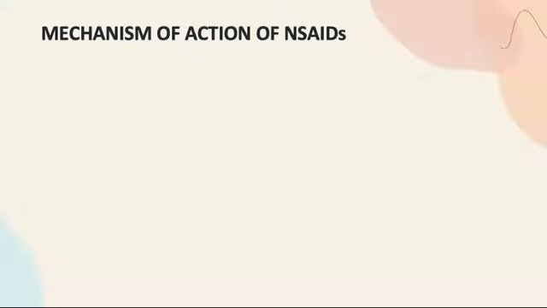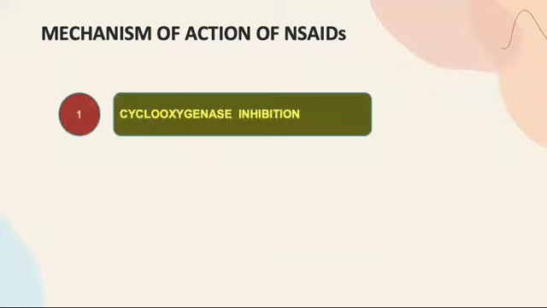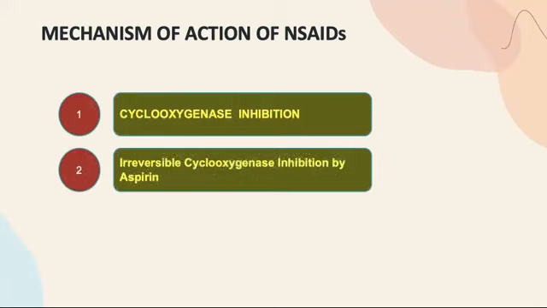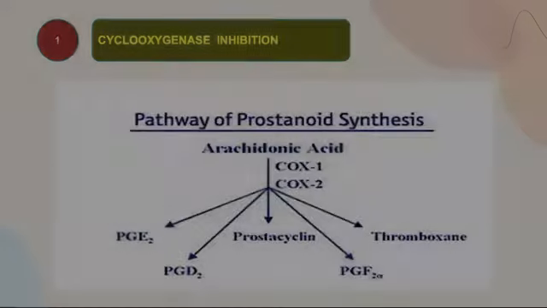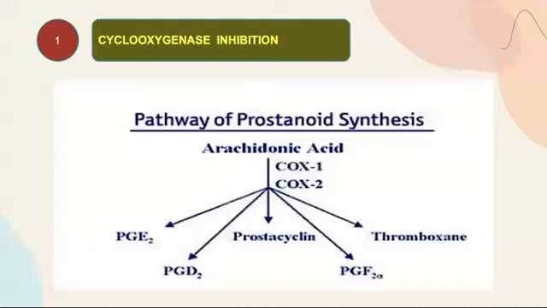There are three mechanisms of action of NSAIDs. First is the cyclooxygenase inhibition. Second is irreversible cyclooxygenase inhibition by aspirin, and third is selective inhibition of cyclooxygenase 2. Let us discuss first the cyclooxygenase.